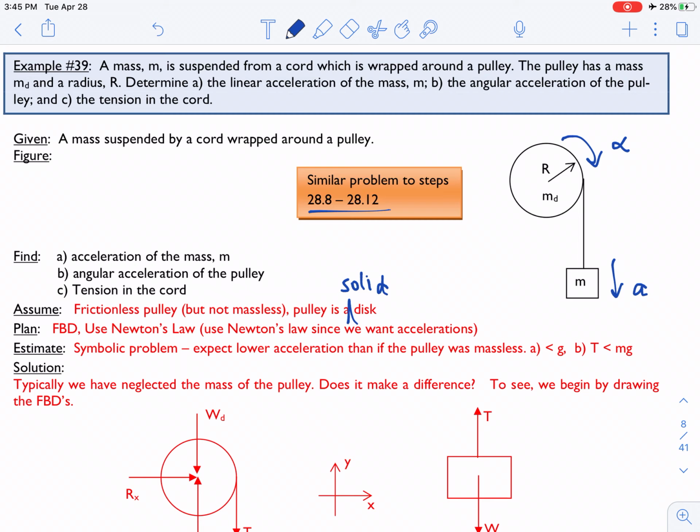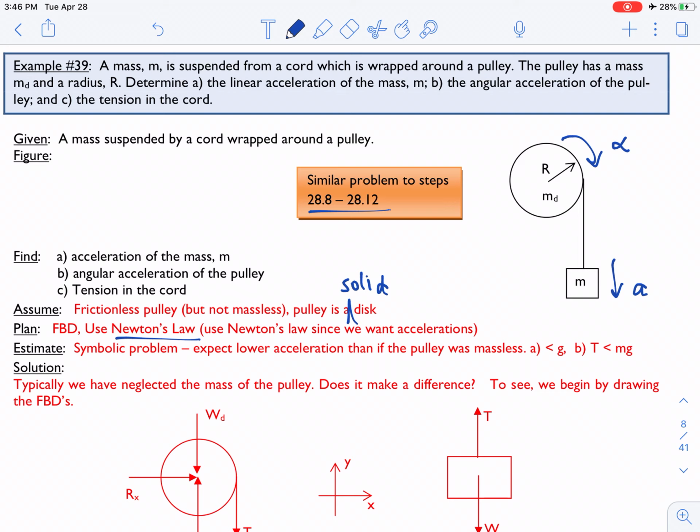since we want to find the acceleration, because energy doesn't really give us the accelerations, right? So we need to relate it to the acceleration somehow, and the way to do so is Newton's laws. This is again a symbolic problem, there are no numbers, and we expect lower acceleration than if the pulley was massless, because now the pulley has a mass, more resistance, more inertia, and it's going to resist the change in motion. So it's going to make it slower.